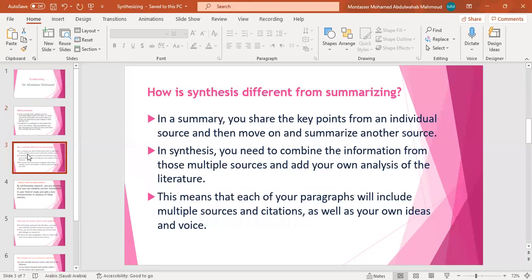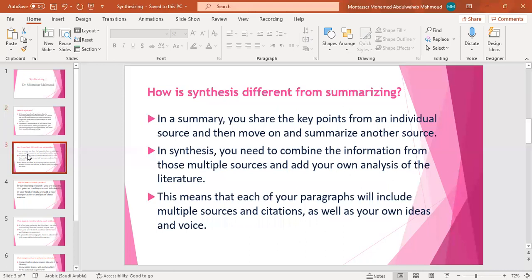How is synthesizing different from summarizing? In a summary, you only share the key points from an individual source, and then you move on to summarize another source. So when you summarize, it is only from one individual source. And when you want to make another summary, you move on and summarize another source.